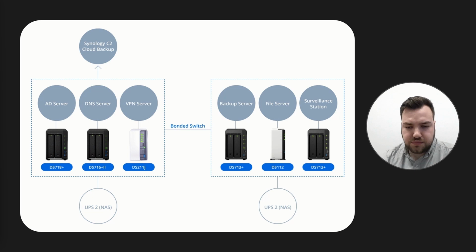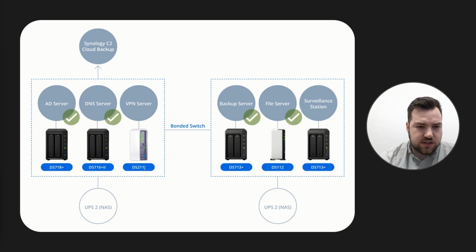They have their AD, DNS and VPN server backing up to their cloud on one side, and their backup server, file server and CCTV system on the other. Now we're looking at what can be easily migrated. So the AD server, the DNS server, the backup server and file server can all easily be migrated across.